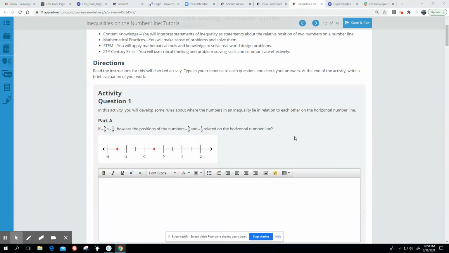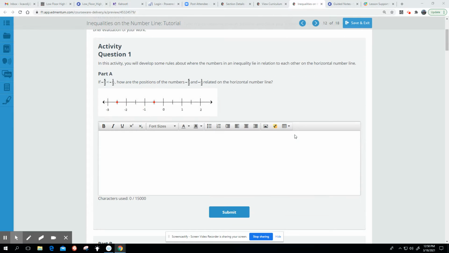Okay, in this activity, we'll develop some rules about where the numbers in an inequality lie in relation to each other on the horizontal number line. So in part A, it says if -5/2 is less than -1/2, how are the positions of the numbers -5/2 and -1/2 related on a horizontal number line?